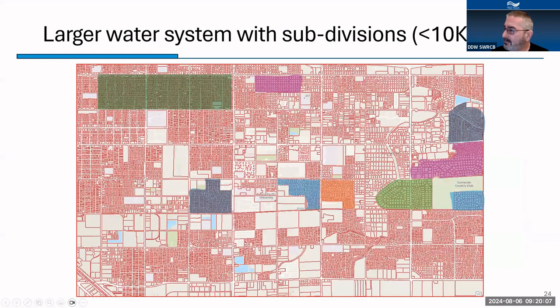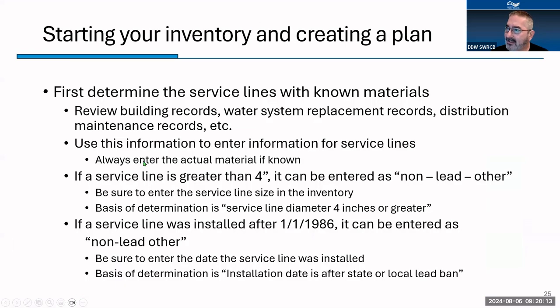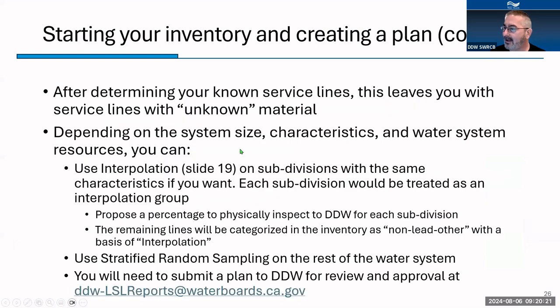So much larger, potentially have more tracts of land or more tracts of homes, but the process is the same. Get your knowns, look for 4 inches or greater, look for those built after 1986. Okay. And then here, you can use interpolation again on subdivisions with the same characteristics.